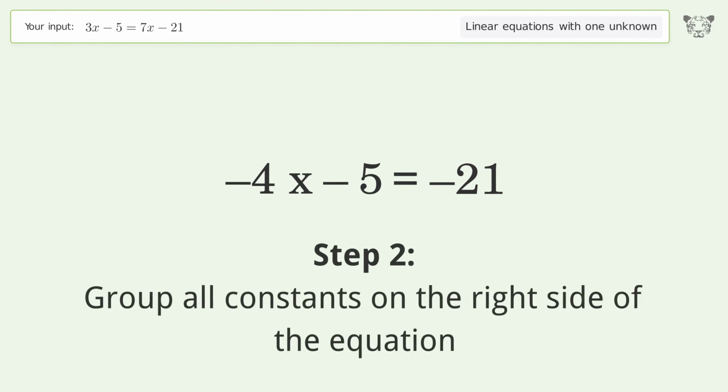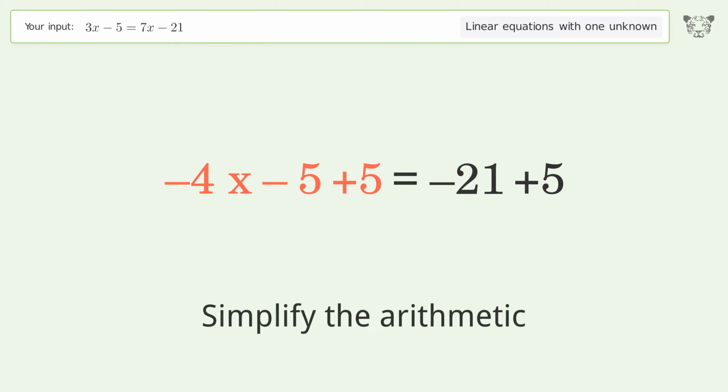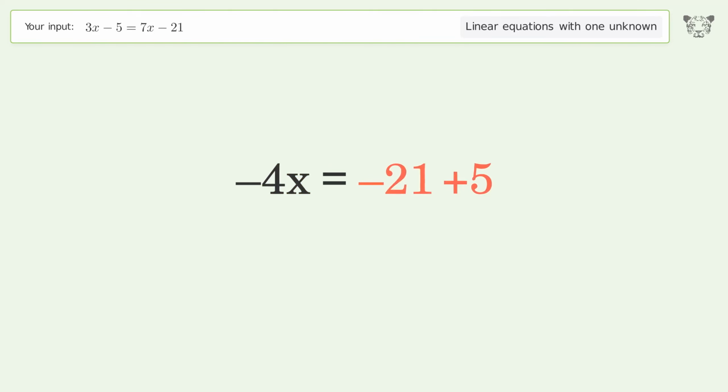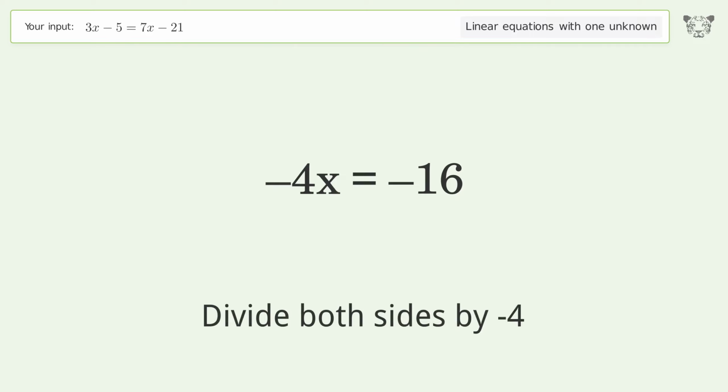Group all constants on the right side of the equation. Add 5 to both sides. Simplify the arithmetic. Isolate the x. Divide both sides by -4.